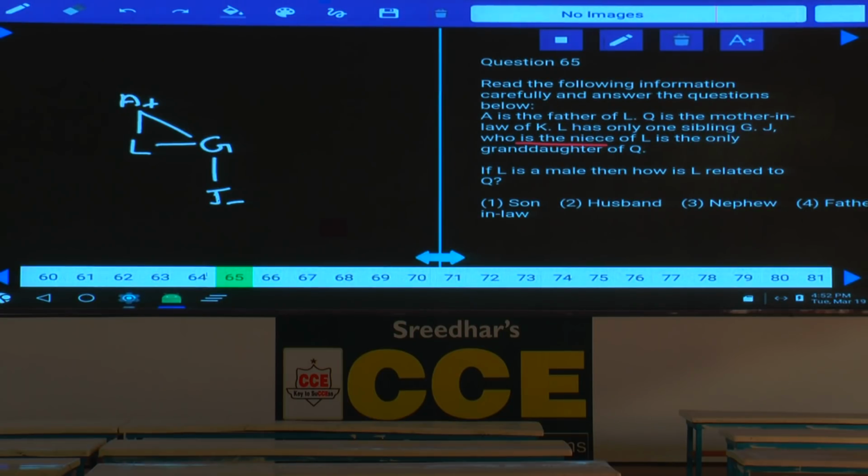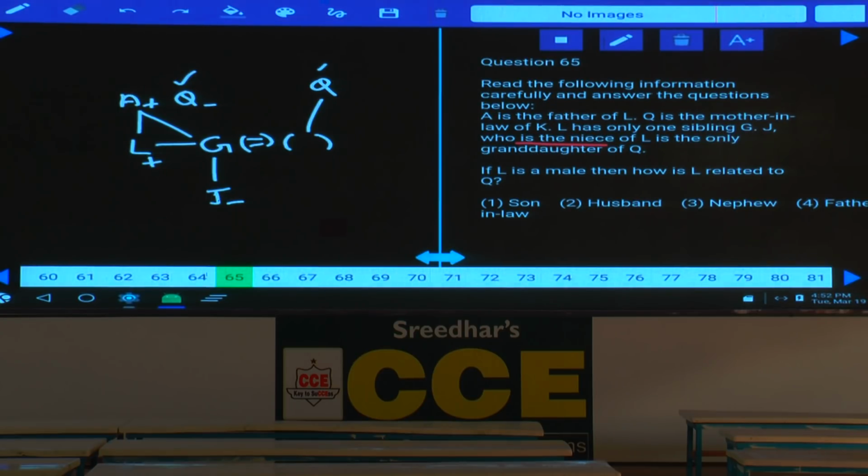No. Now Q can be here, the wife of A, or, as G got married here, Q can be like this. And how many possibilities can we have? We can have 2 possibilities, isn't it? Hence L is a male. If L is a male, then how is L related to Q? Now if Q is here, L is the son. Or if Q is here, there is no relation, isn't it? Hence there are 2 different possibilities in this case.